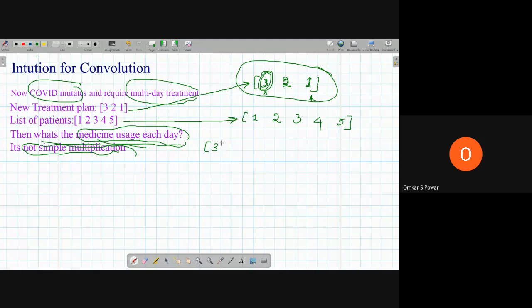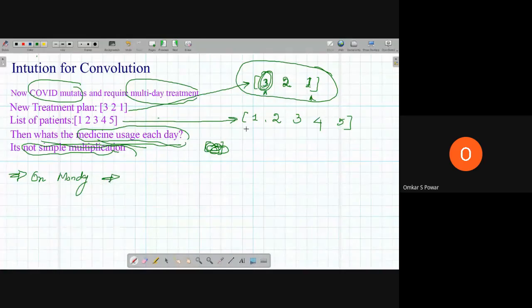In the previous plan you just multiplied, right? You can't multiply here because there is a different plan here. There are 3 units of dosage on the first day, the same patient has to come on the second day, but on the second day there will be these 2 patients, right? So we will see how to solve this problem step by step. Okay, so let me take Monday. So what happens on Monday?